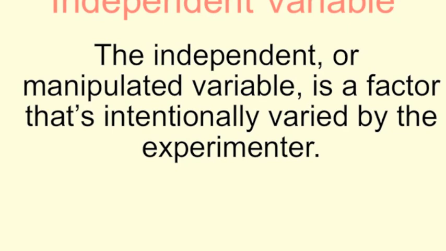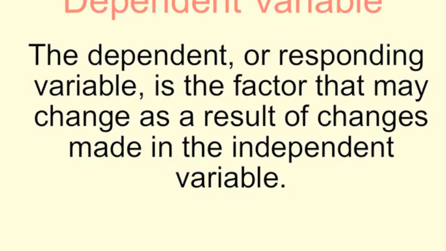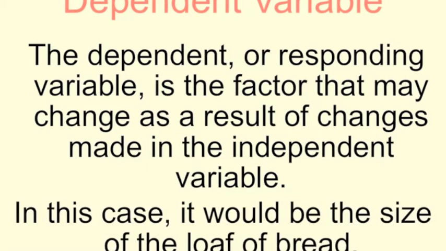The independent variable is the factor that is intentionally varied by the experimenter. So the person that is running the experiment, it's the part of the experiment that they change. Since John wants to know if changing the amount of sugar is going to make a difference, he will use 25 grams, 50 grams, 100, 250, and 500 grams of sugar in his experiment. The dependent variable is the factor that changes as a result of the changes made in the independent variable. In this case, it would be the size of the loaf of bread.